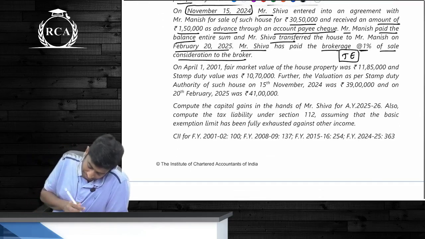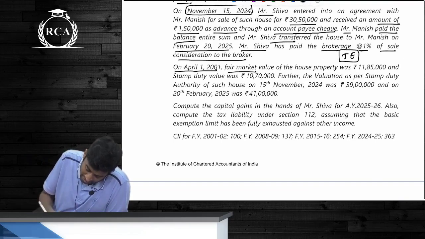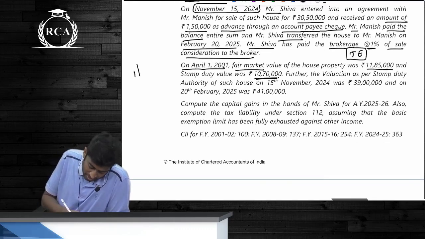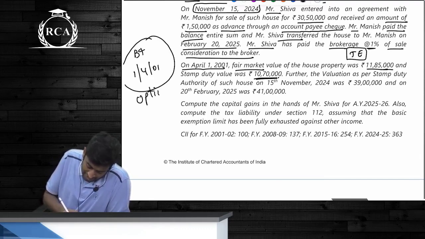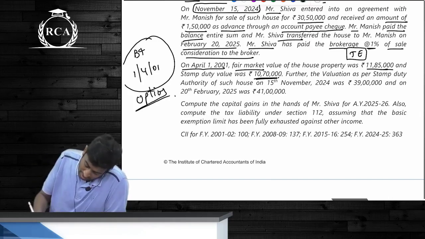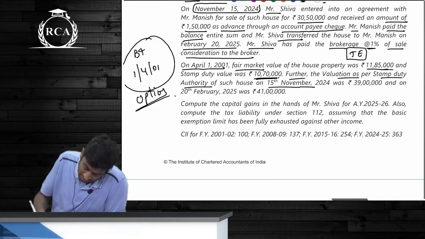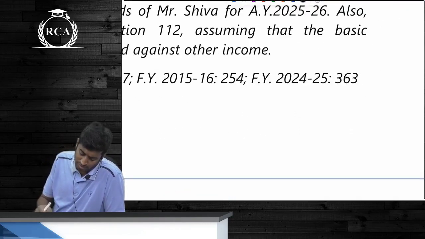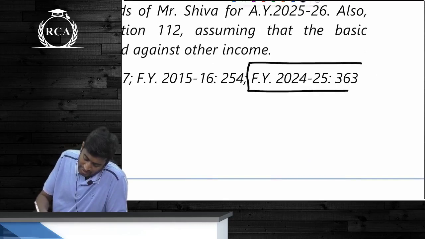Next, the fair market value was 11,85,000 and the stamp duty value is given. If you purchase the property before, you get an option. Further, the valuation as per stamp duty authority as on 15th November and 20th February is given. Compute the capital gain and the tax liability. CIS are given. One more. This you have to remember for your exam.